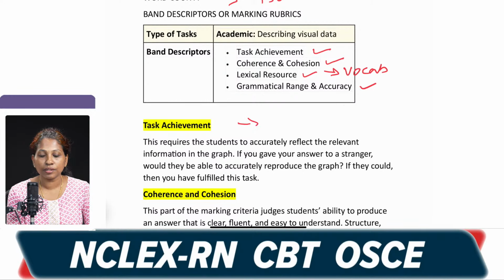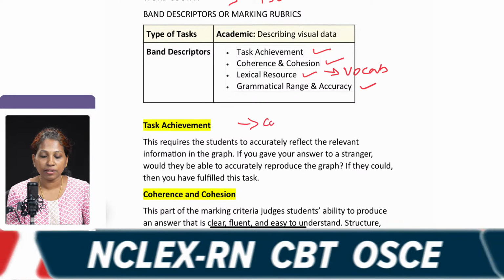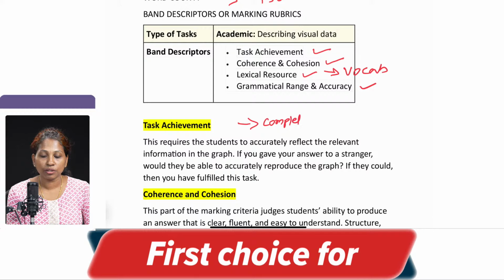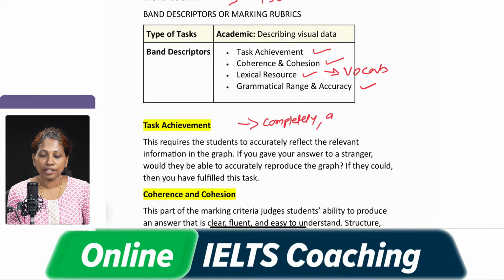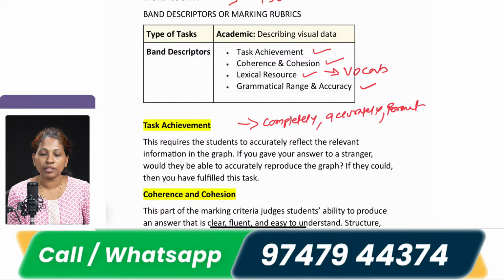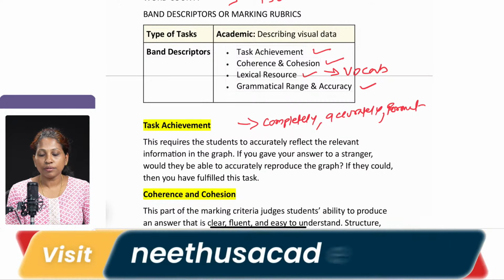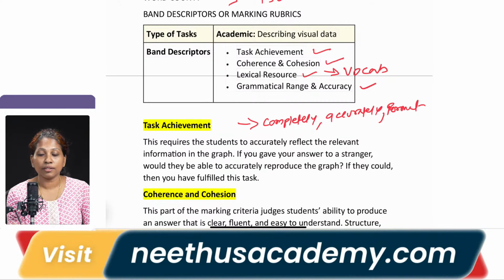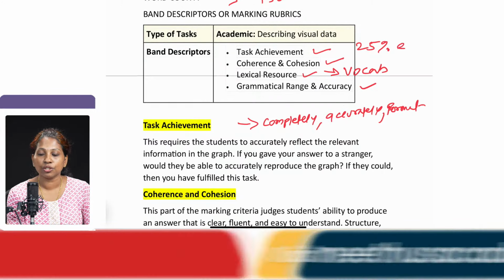Mainly, you write it completely, you complete your task, you write it accurately, that means correctly, and you maintain a format for the same. These things you have to take care of when it comes to TA. That is the first rubric. 25% for that. All have got equal weightage, 25% each.